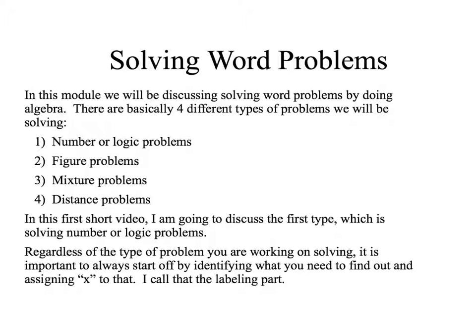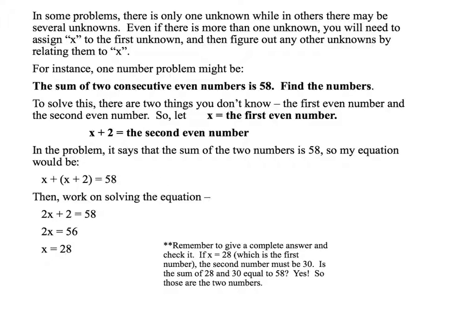Regardless of the type of problem you are working on solving, it is important to always start off by identifying what you need to find out and assigning X to that. I call that the labeling part. In some problems, there is only one unknown, while in others there may be several unknowns. Even if there is more than one unknown, you will need to assign X to the first unknown and then figure out any of the other unknowns by relating them to X.